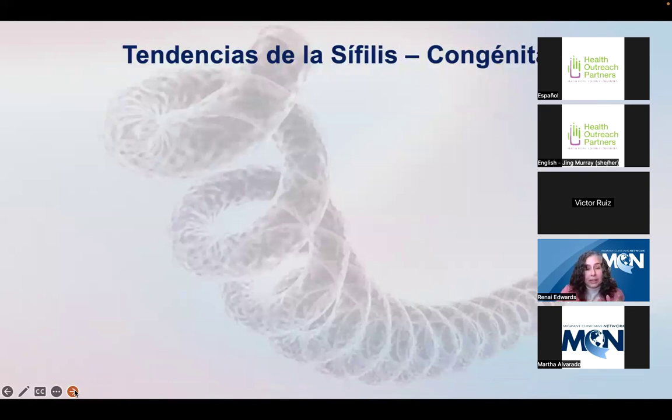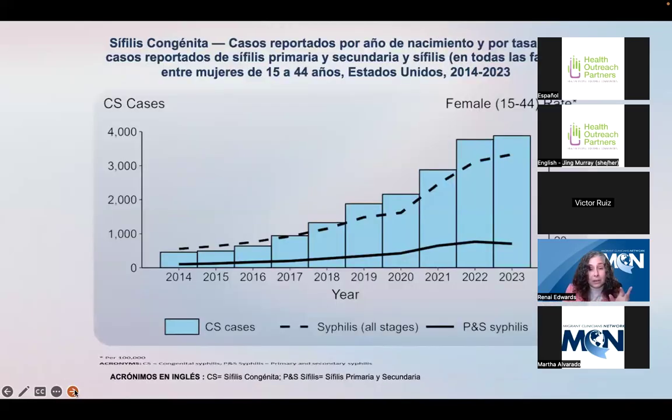Okay, so let's get to the point on some data on that. Next slide. All right, there's kind of a lot going on in this chart, but let's take a look. The blue bars show the number of reported cases of congenital syphilis growing from 462 cases in 2014 to more than 8 times as many cases at 3,882 cases in 2023. That is an increase of over 740%.